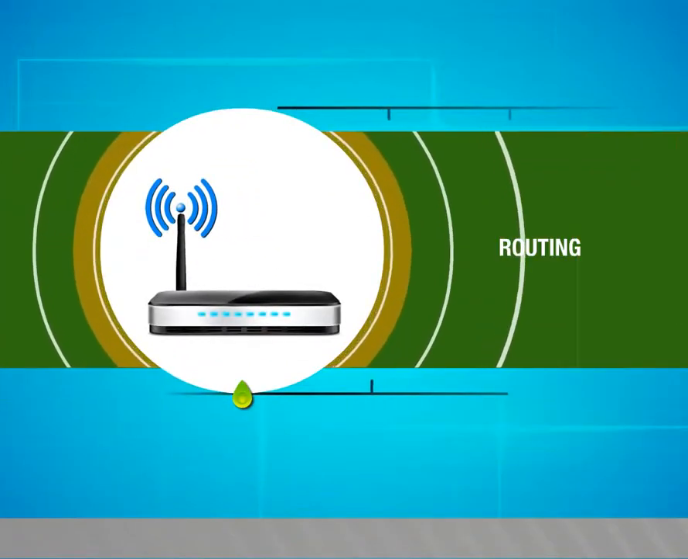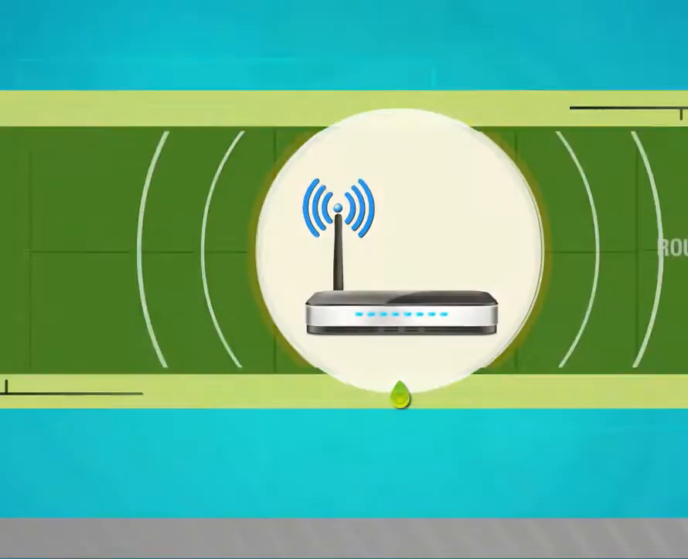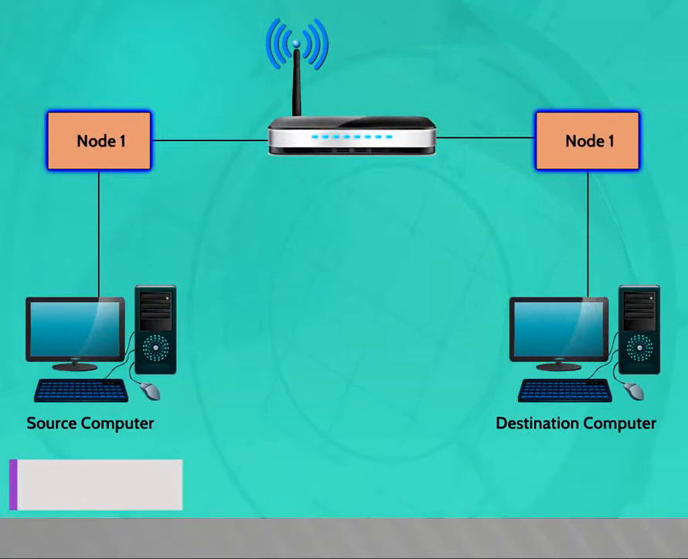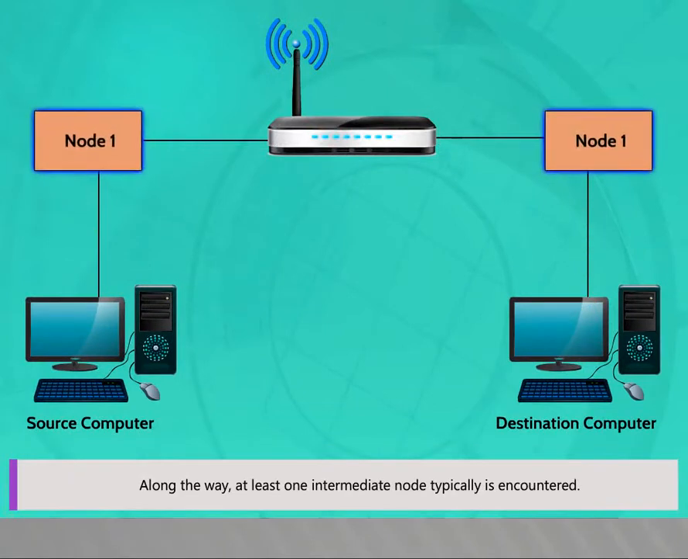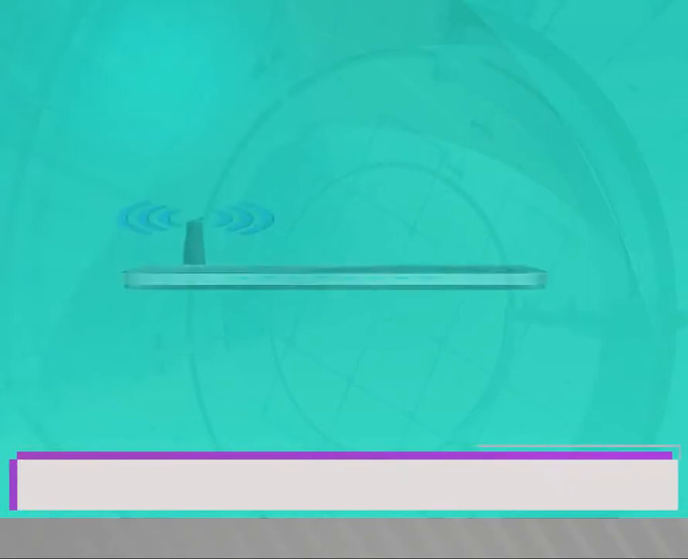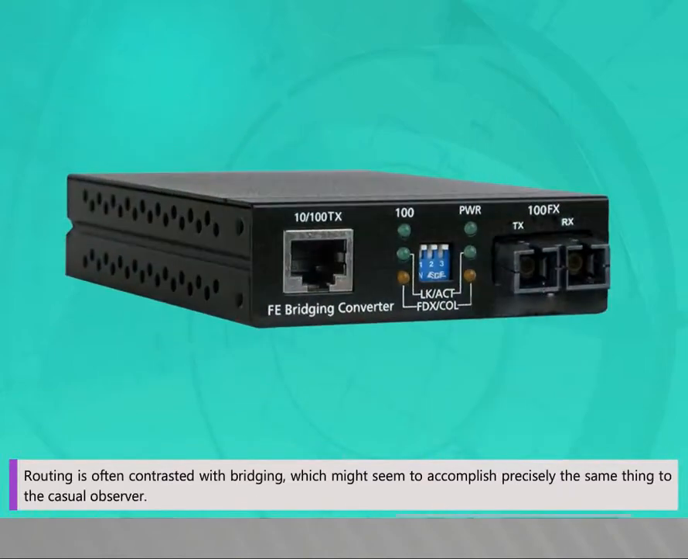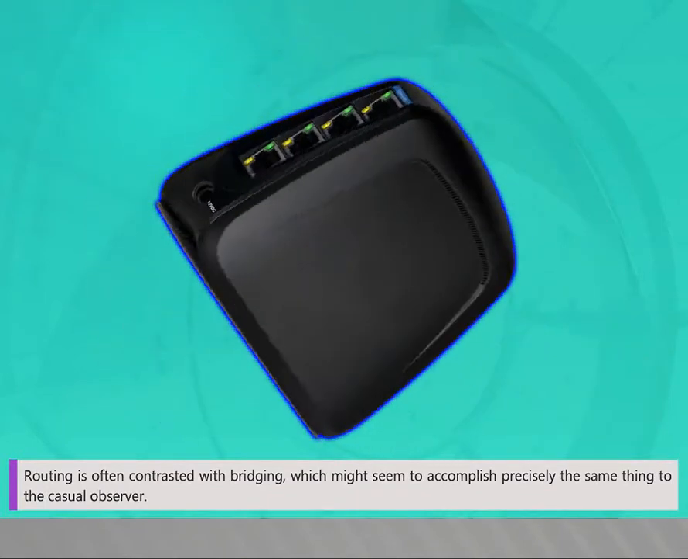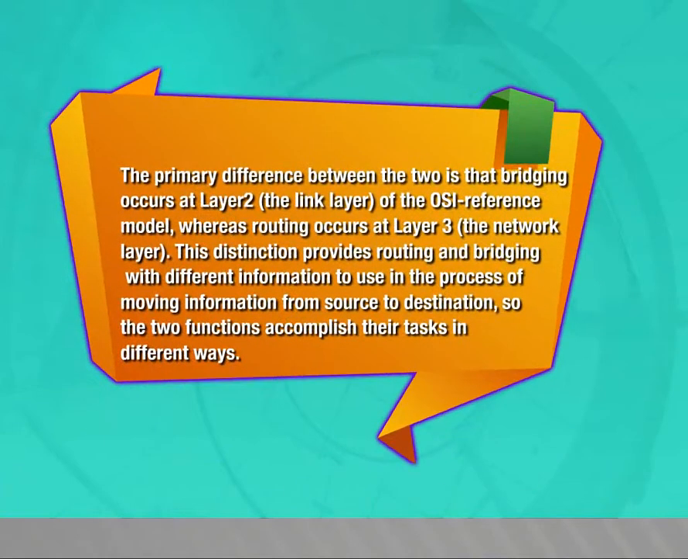Routing. In this video, we are going to see about routing. Routing is the act of moving information across an internetwork from a source to a destination. Along the way, at least one intermediate node typically is encountered. Routing is often contrasted with bridging, which might seem to accomplish precisely the same thing to the casual observer. The primary difference between the two is that bridging occurs at layer 2, that is the link layer of the OSI reference model, whereas routing occurs at layer 3, that is the network layer.